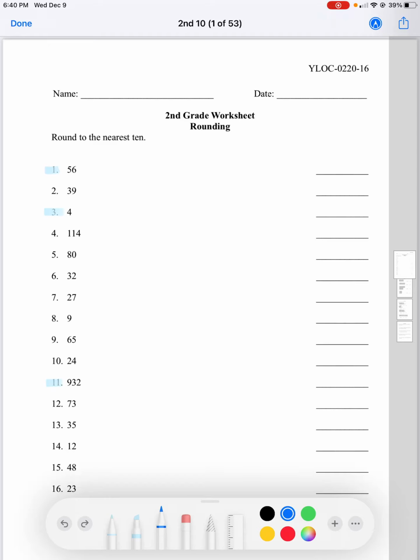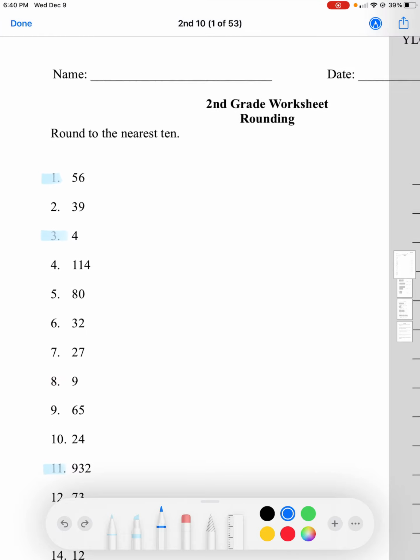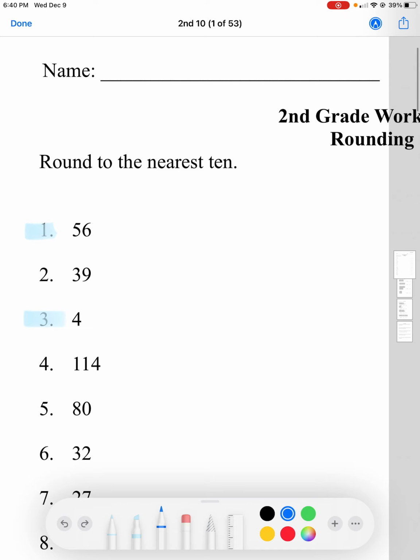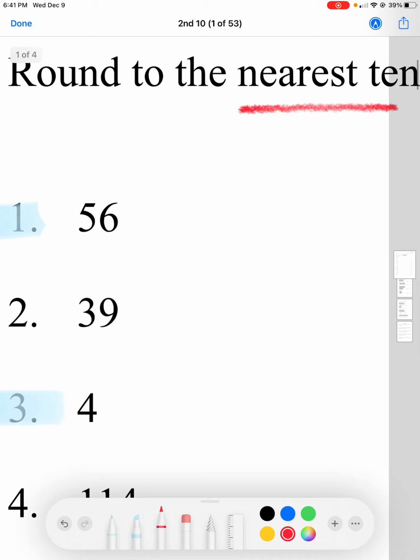So our first topic for our lesson 16 is rounding. So let's look at the directions. It says to round to the nearest 10. So now let's look at our first example, number 1. We have the number 56. So we're going to be rounding this number to the nearest 10.